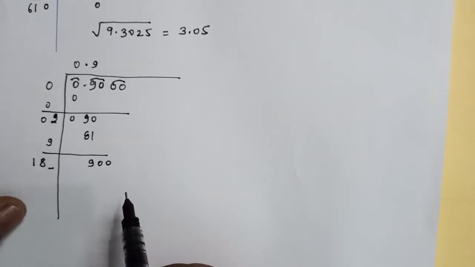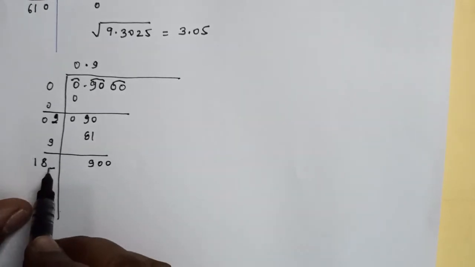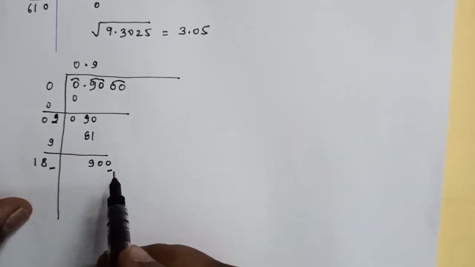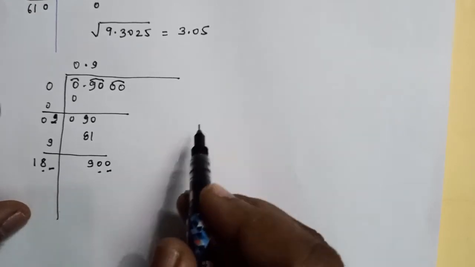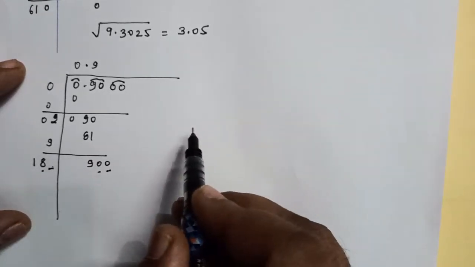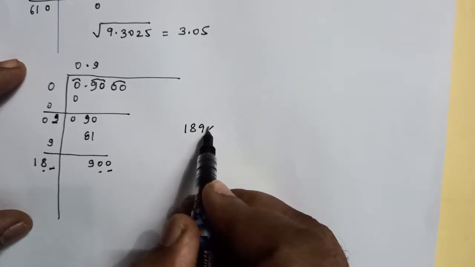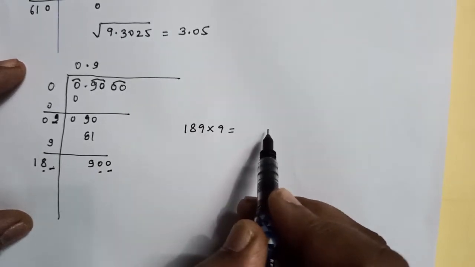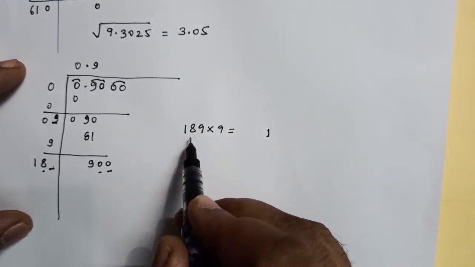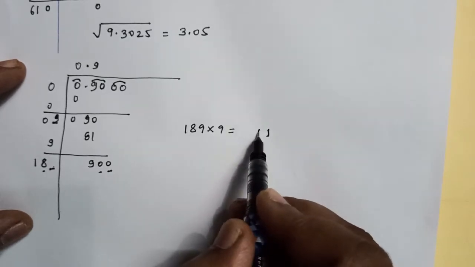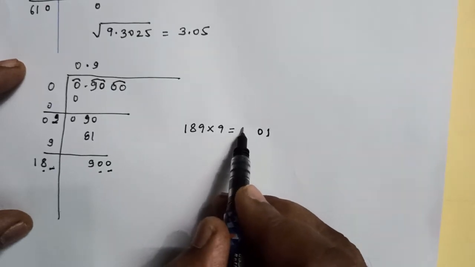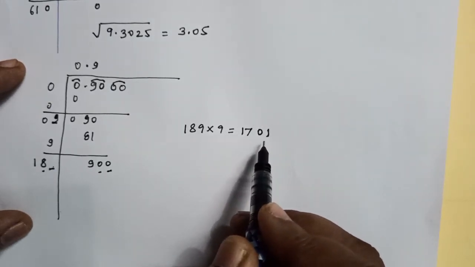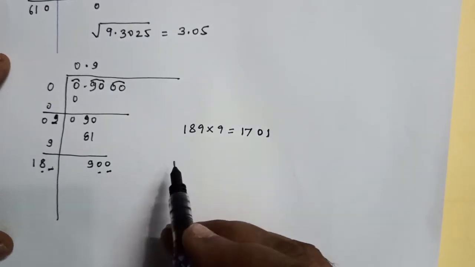Now, suppose this cut to 0 and that cut to 0. 1 9 is 9. Suppose here 9. 189 multiplied by 9. 9 9s are 81, 8. 9 8s are 72, 80, carry 8. 9 1 is 9 and 8, 17. 1701 is greater than 900.